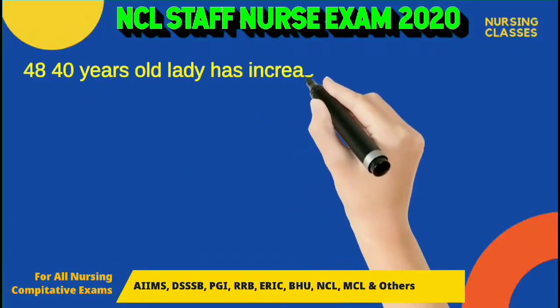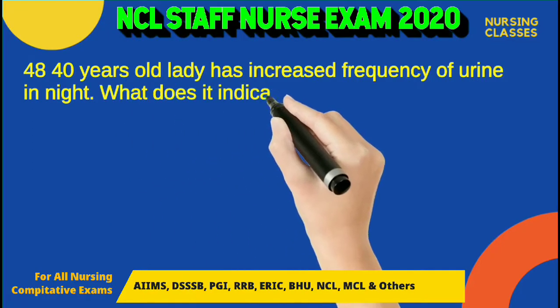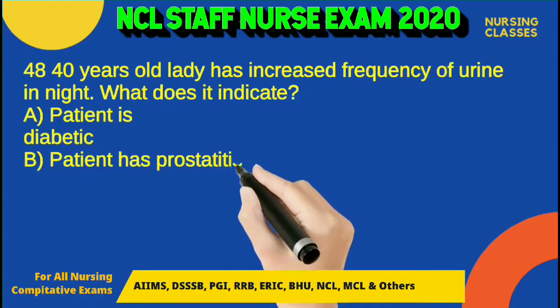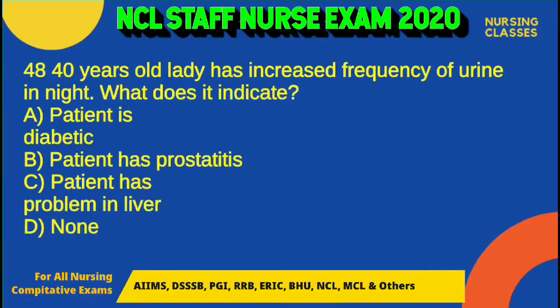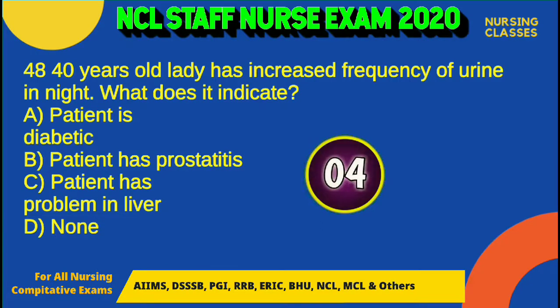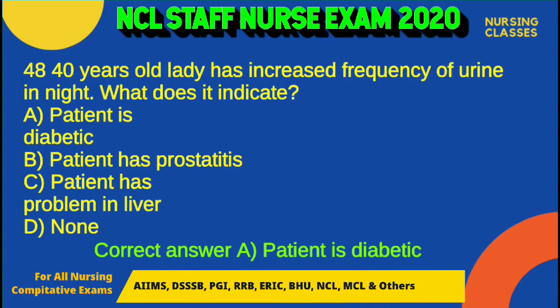48. A 40 years old lady has increased frequency of urine at night. What does it indicate? A. Patient is diabetic. B. Patient has prostatitis. C. Patient has problem in liver. D. None. Correct answer A. Patient is diabetic.